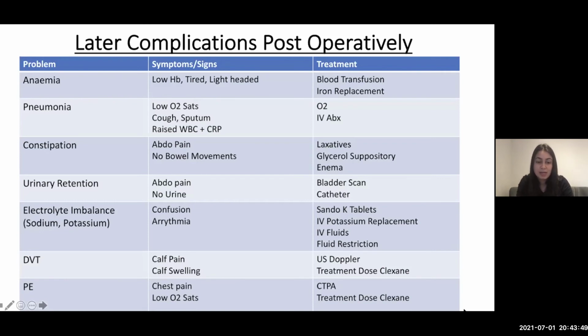Urinary retention. They have abdominal pain, usually in the lower aspect, and they're not passing urine for a while. If you do a bladder scan, they'll have a lot of urine in their bladder and they'll need to be catheterized. Electrolyte imbalances can happen, mainly of sodium and potassium levels, usually due to the general anesthetic. They can cause confusion or arrhythmias. On their drug chart, you may see doctors prescribed Sando-K potassium tablets, IV potassium replacement, IV fluids, or they may be on a fluid restriction where they can only have 1 liter or 2 liters of fluid a day.